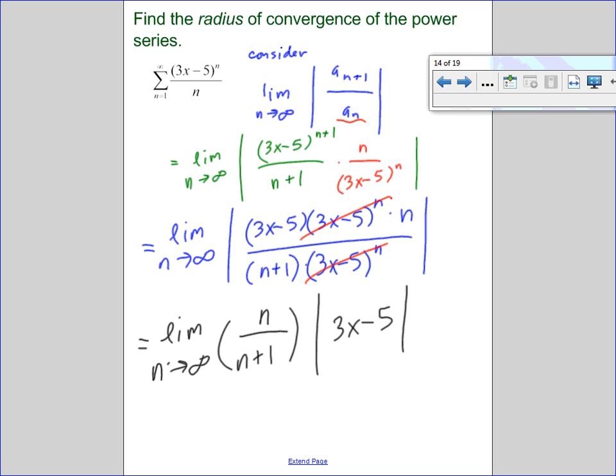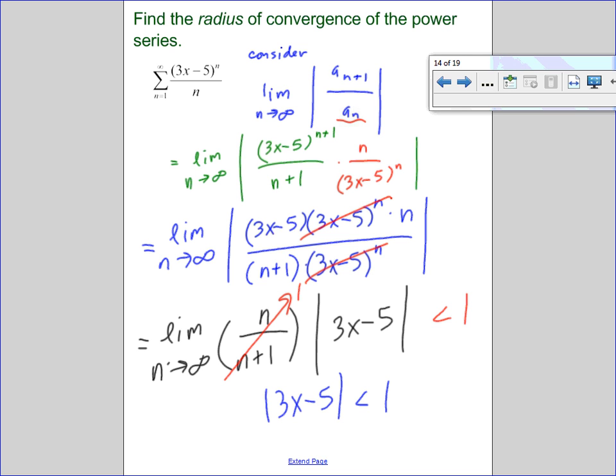And what happens to this? Well, that goes to 1. And so, in order for this limit L to be less than 1 and guarantee convergence, the absolute value of 3x minus 5 must be less than 1. So we'll set that less than 1 and see when that happens.